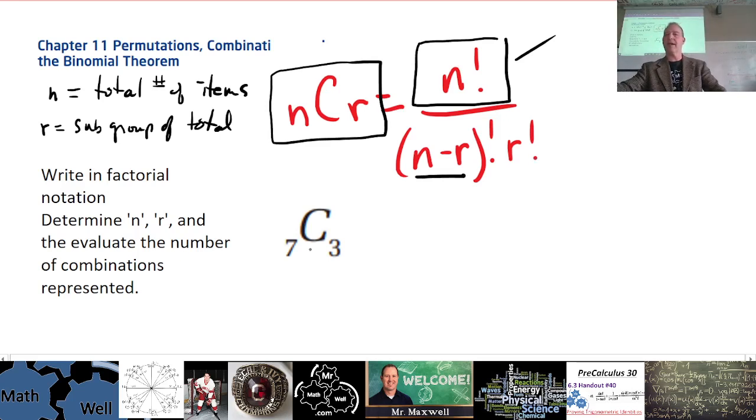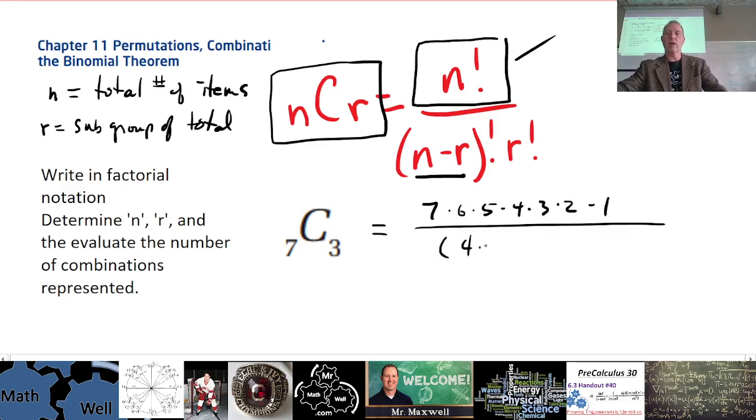So if I had 7 people, let's say, and I wanted to choose 3 of them to run an errand for me, in order to calculate that, I would take 7 and I would do factorial, which is 7 times 6 times 5 times 4 times 3 times 2 times 1. And I would divide that by the difference between n and r. That's 4 factorial, or 4 times 3 times 2 times 1. Multiply that again by 3 factorial. That's the r, 3 factorial, or 3 times 2 times 1.